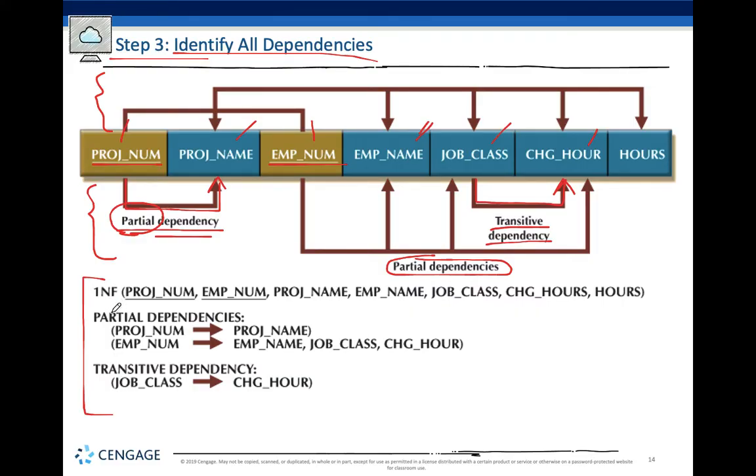So we first list the full relation in the first normal form, and we underline the primary key attributes. In this case, we have two attributes that make up the primary key, so we underline both of them. We then list the partial dependencies, and we identified two partial dependencies. Project number determines project name, and employee number determines employee name, job class, and charge hour. Lastly, we identified the transitive dependency. Job class determines charge hour.